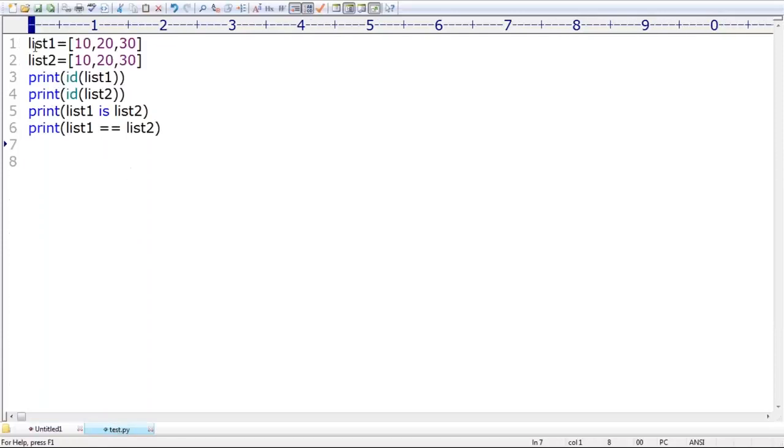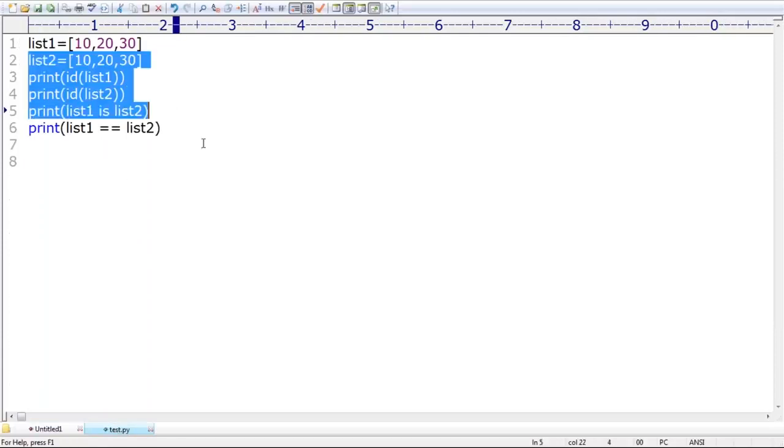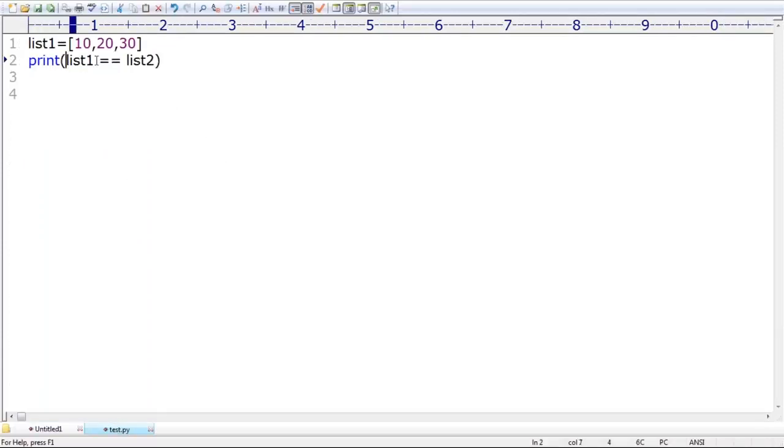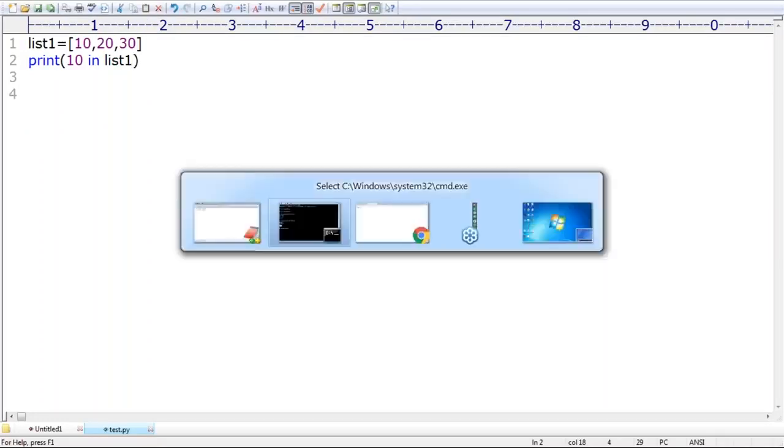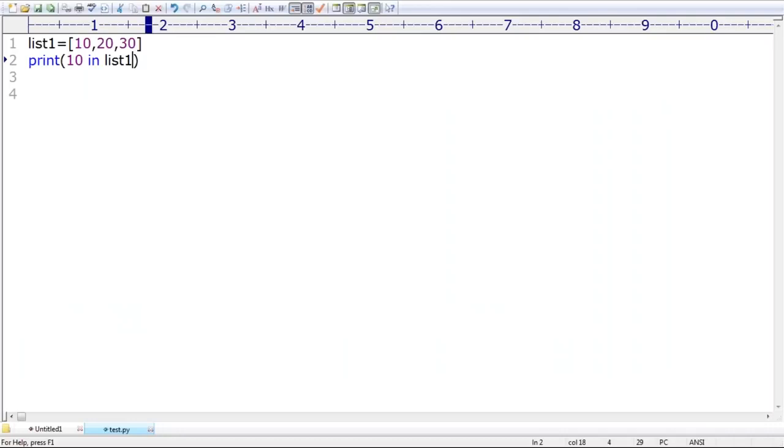Let me execute this code. Very simple. Don't worry much about this one, sir. Now what am I taking, sir? Is 10 in list 1 or not? I'm asking, sir, what output are we going to get? Perfectly, the output is True, sir, because it's a member.